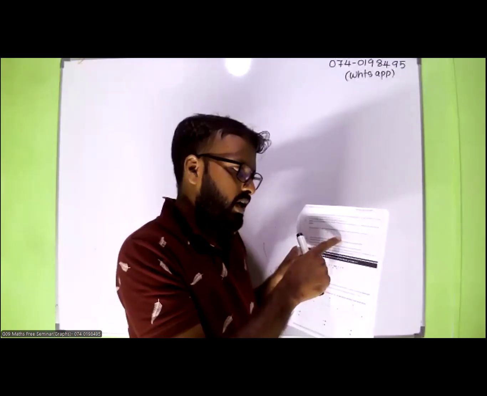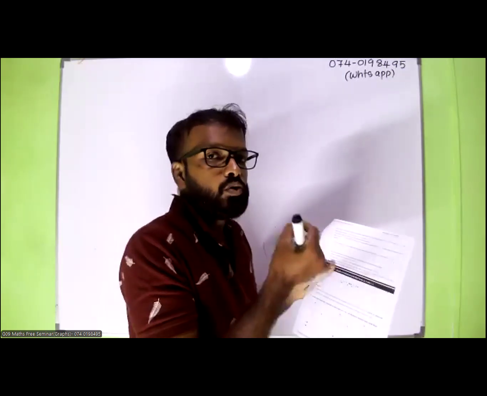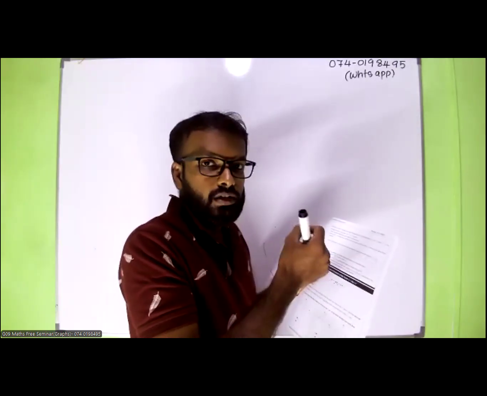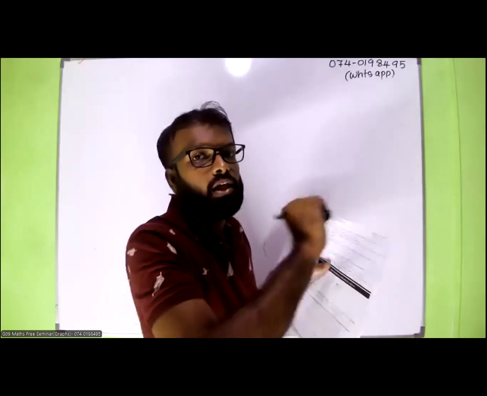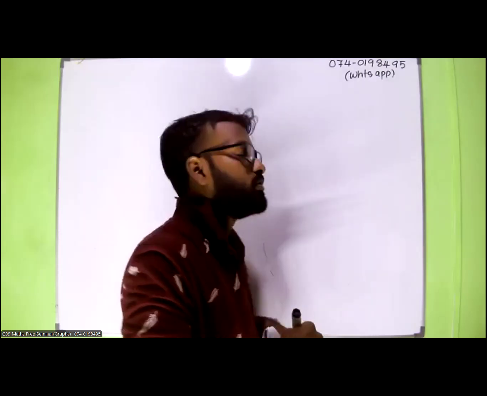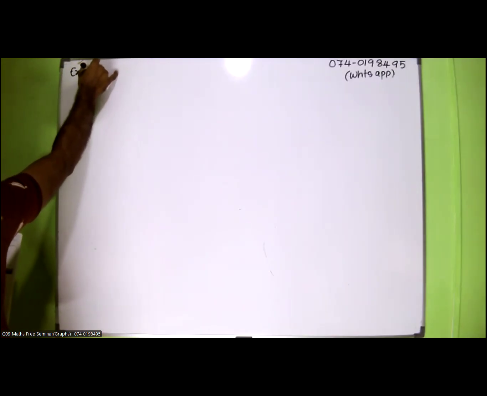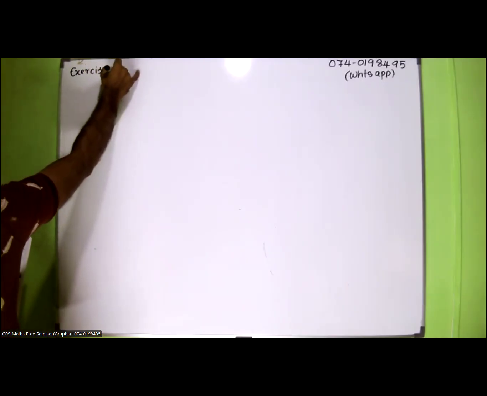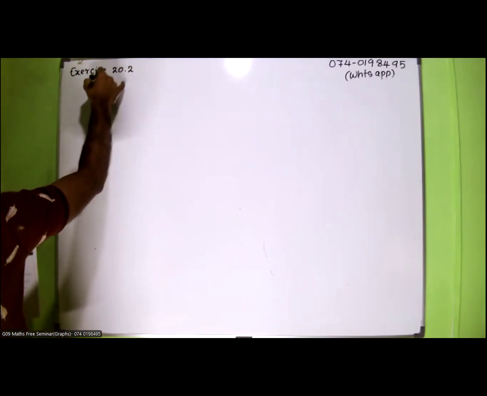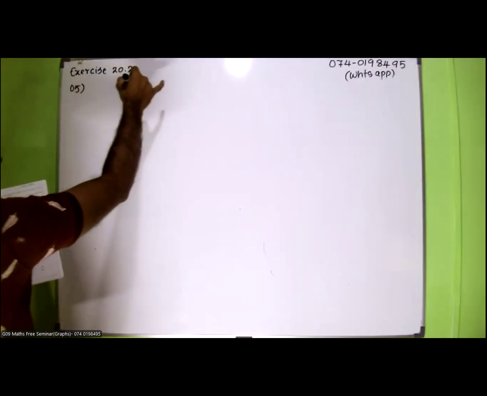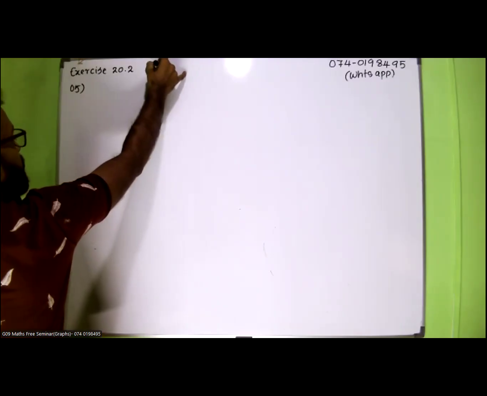We have 3 blanks, so you have to show the working. They might ask, by showing the workings, fill the table. So on and so. This is Exercise 20.2, Example number 5, which is page number 9.